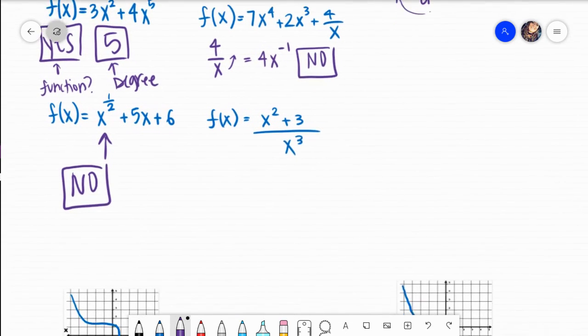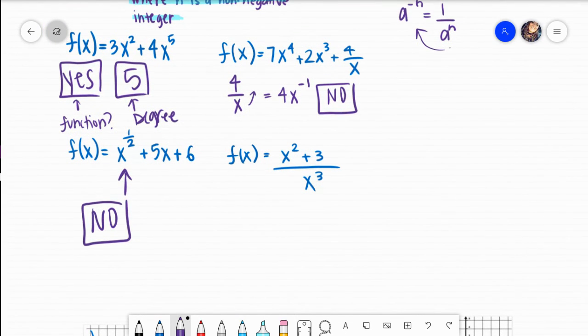And then let's look at the bottom right function. What we have here is a binomial being divided by x cubed.